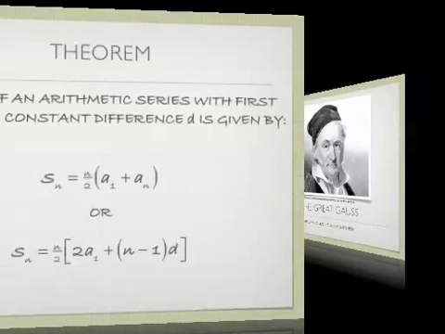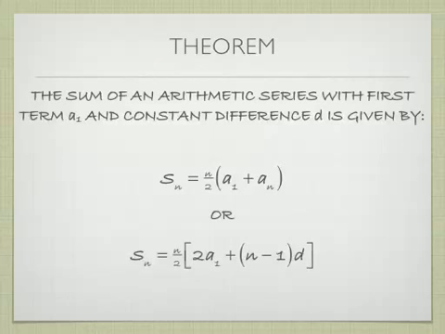Continuing on. We have a theorem that came from what Gauss found. The sum of an arithmetic series with first term a sub 1 and a constant difference d is given by the formula s sub n equals n over 2 times the quantity of a sub 1 plus a sub n. In other words, in order to find the series, or the sum of the first n terms of a sequence, we have to figure out how many terms we're dealing with, divide that by 2, and then multiply that by the sum of the first term and the last term.